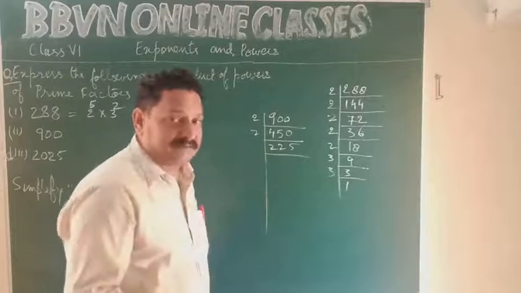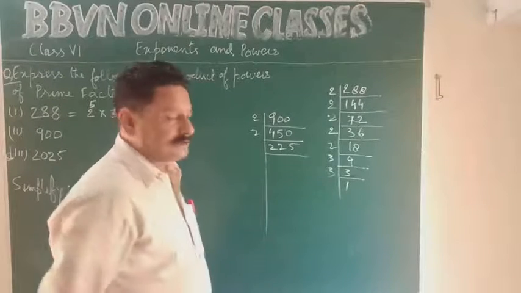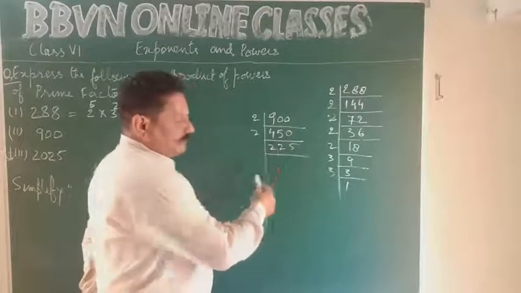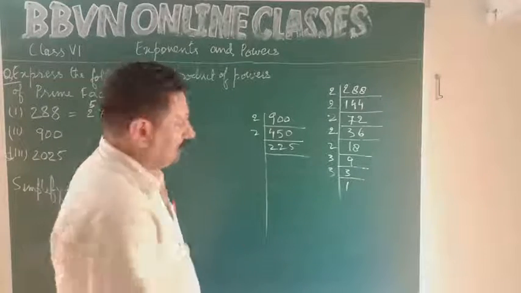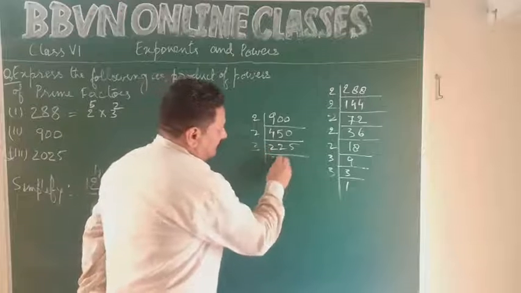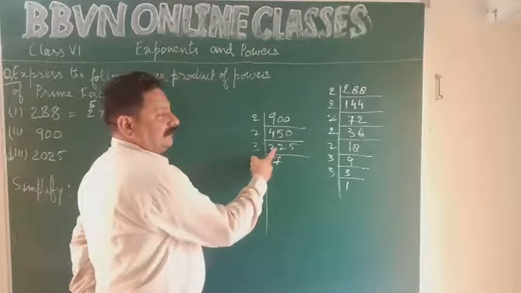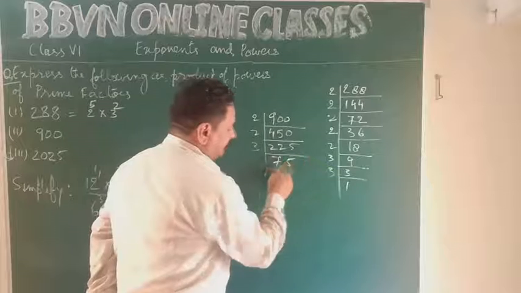So next prime is 3. You have to see for the very next prime. 5 plus 2, 7 plus 2, 9. Since the sum of the digits is 9, this number is divisible by 3. 3 goes 7 times. 3 7s are 21, 1 remainder. 1 and 5, 15. 3 5s are 15.